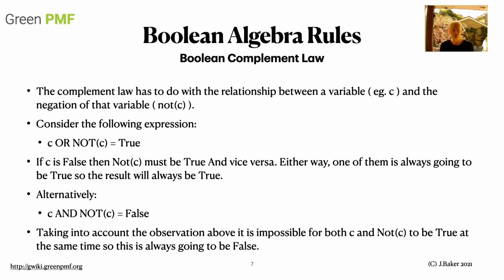Now we look at the complement law. The complement law has to do with a relationship between a variable and the negation of a variable, for example, not C. Consider the following expression: C or not C equals true. If C is false, then not C must be true, and vice versa. Either way, one of them is always going to be true and the result will be true. And there's another example just below.